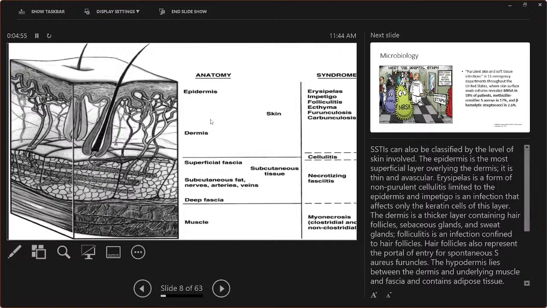The next is the dermis. It consists of hair follicles, sebaceous glands, sweat glands, and the infections that are common are folliculitis and furuncle. I'll be explaining this in the further slides. The next layer is the hypodermis or the subcutaneous tissue, which contains mostly adipose tissue and vascular blood supply and nerves. Between the dermis and the subcutaneous tissue is the superficial fascia. After the subcutaneous tissue is our deep fascia, then the muscle.